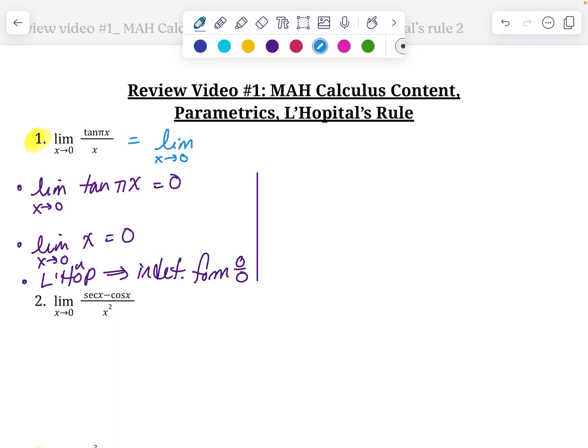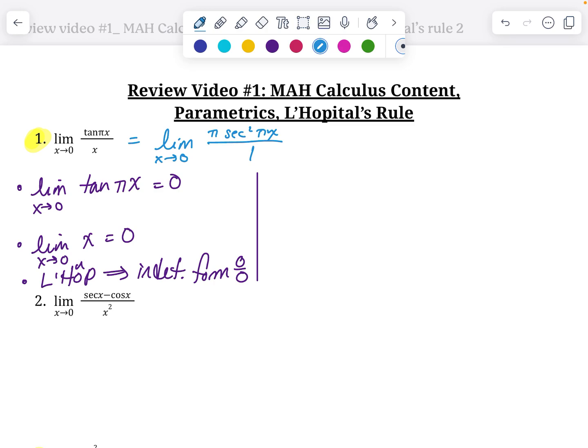Okay, so L'Hopital's rule says if I have an indeterminate form of 0 over 0 or some kind of infinity over plus or minus infinity, then I can take the derivative of the top and the derivative of the bottom, and the limit of that result will equal the limit that I actually began with. So here are my derivatives of numerator and denominator, and I'm very excited because now my denominator is 1 instead of 0, so that looks promising.